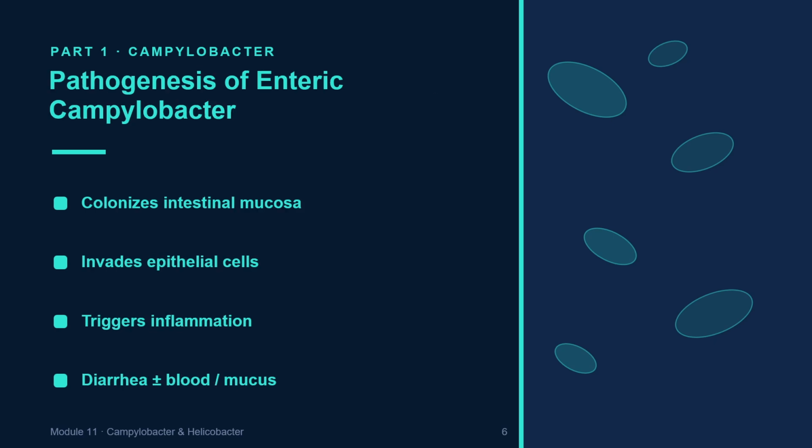Enteric Campylobacter species colonize the intestinal mucosa and invade epithelial cells. This invasion triggers inflammation, leading to diarrhea that may contain mucus or blood. In most animals, disease is mild, but in younger immunocompromised hosts, it can be more severe.